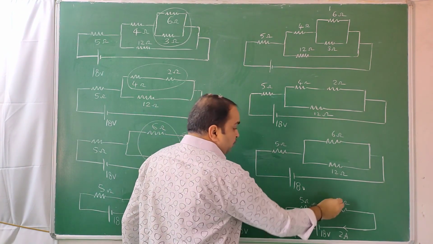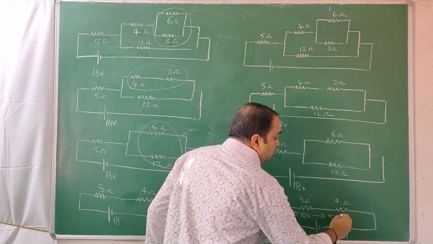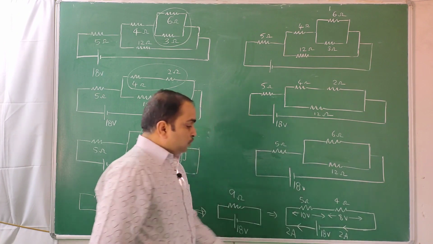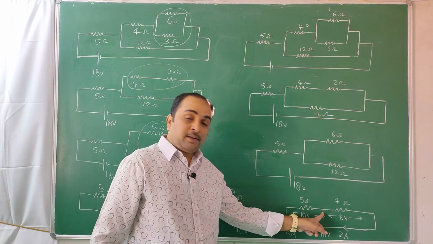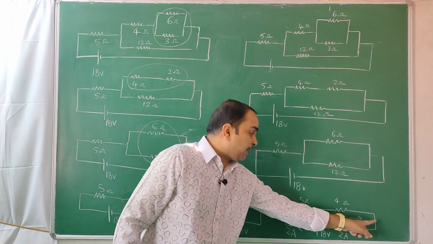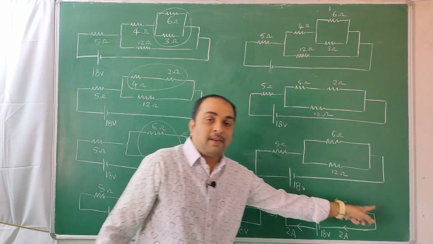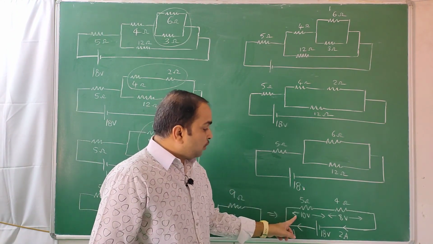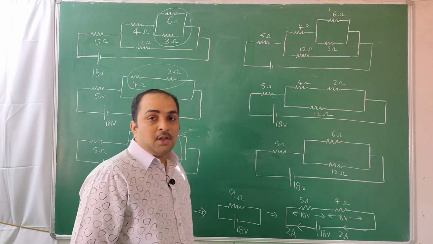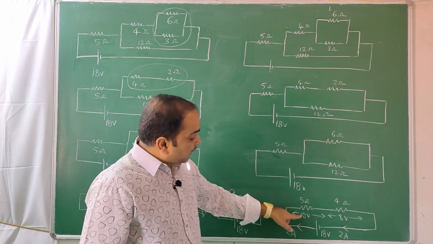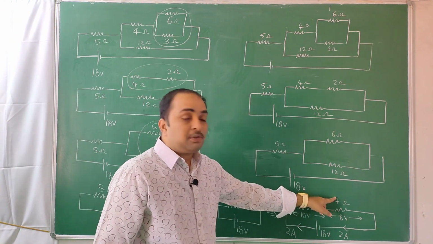Similarly 2 into 4, 8 volts of energy it gives here. So it started with 18, lost 10, left over 8, that also lost here and came back. Again it will gain that way. So you understood what is the voltage across this, what is the voltage across this. Now even if you want to find the current also, 10 by 5 gives you 2 amperes, 8 by 4 also gives you 2 amperes.